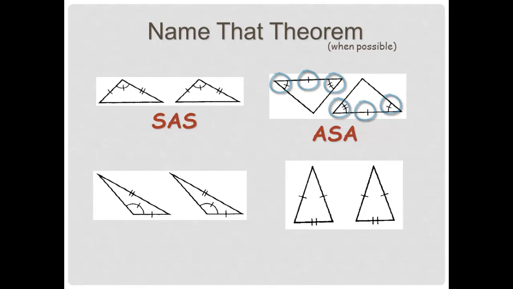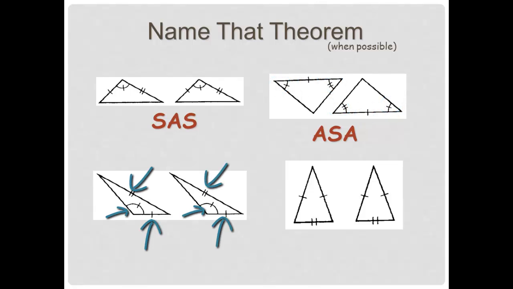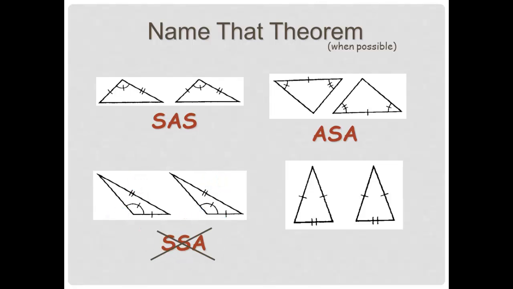Yes. The third set has a side, then an angle marked. Is side angle one of my choices? Nope. I'm not certain that these 2 triangles are congruent. There isn't enough information. The last set of triangles has all 3 sides marked on both triangles. This is the easiest one to spot. They're congruent because of side, side, side.